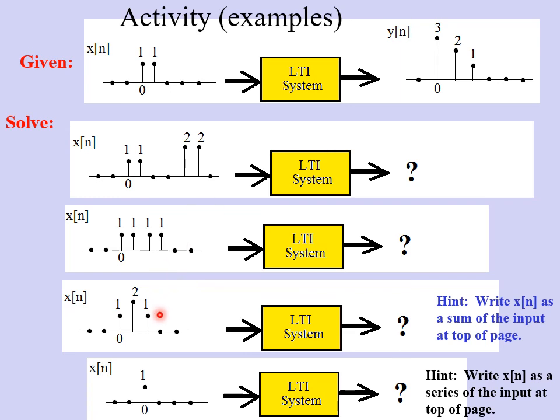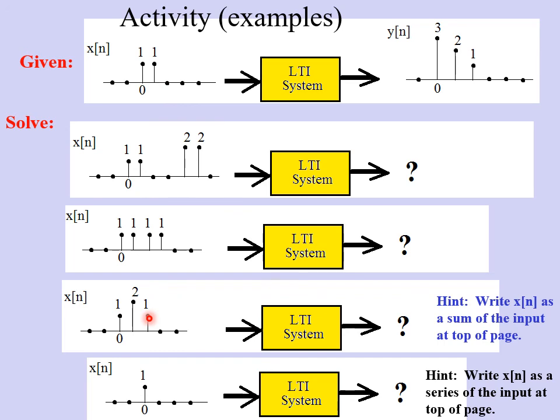Then there's this one here. The input now goes 1, 2, 1. So how do you deal with this when all you know is this up here produces this here? Well, there's a trick here, and I show you the hint here. You can write this input signal as the sum of a couple of these. Now they might be overlapped, remember, okay?